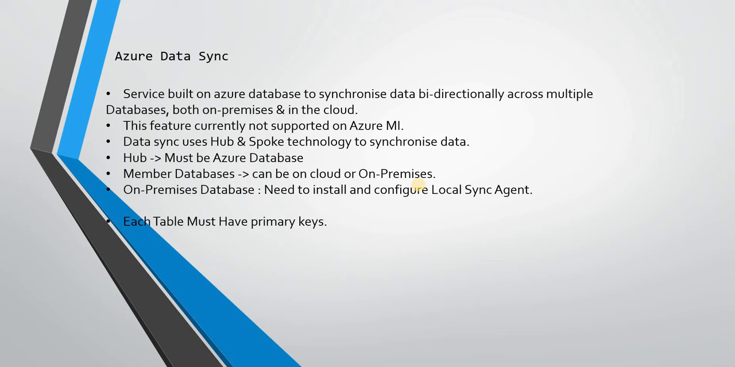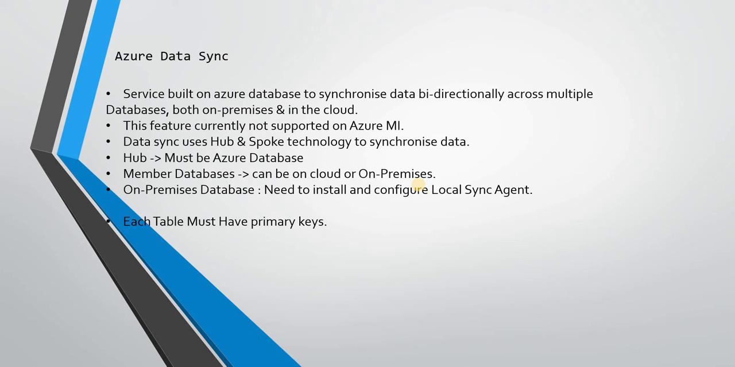Data Sync uses hub and spoke technology to synchronize the data. So one database would be acting as a hub, and the rest of the databases, the member databases, can be spokes. The hub database must be an Azure database. This is the very minimum requirement: the hub database should be an Azure database, and member databases can be on the cloud or on premises.